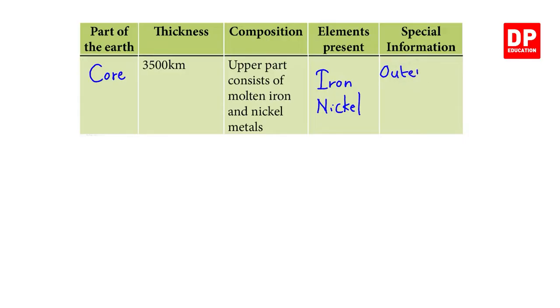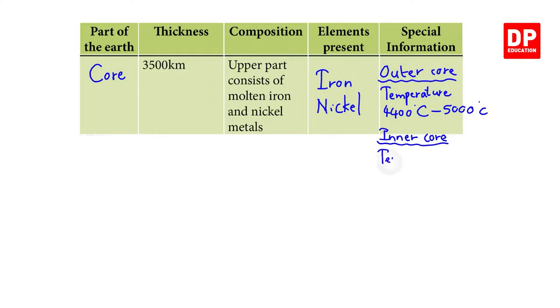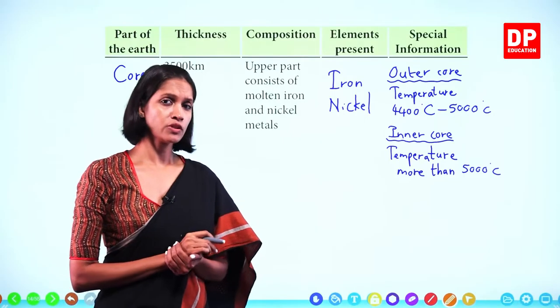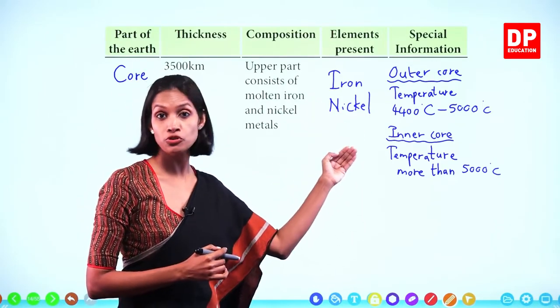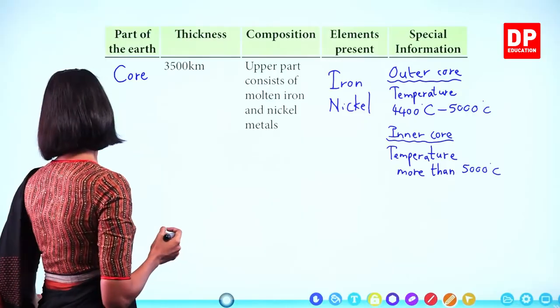Outer core. Temperature (4,400 degrees Celsius to 5,000 degrees Celsius). Inner core temperature 5,000. Okay, children. So when you make this table, you can add more information so that it will be a short note for you all to study. Okay? Right. So let's go again.